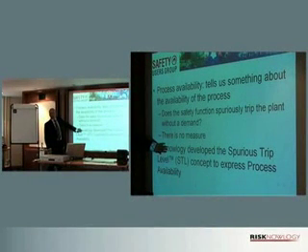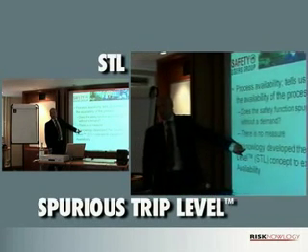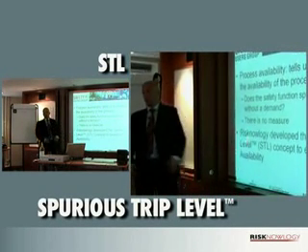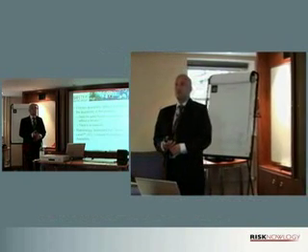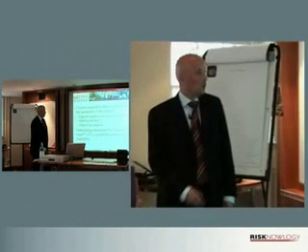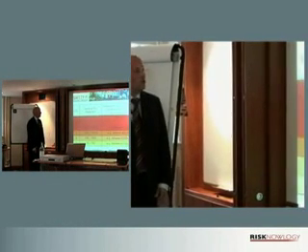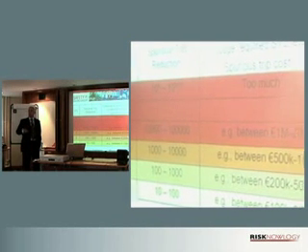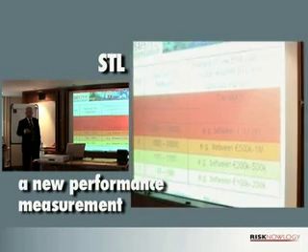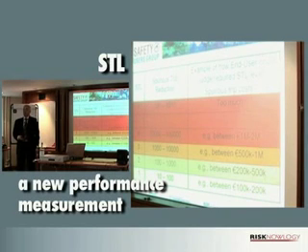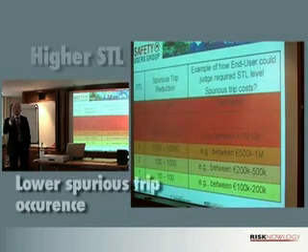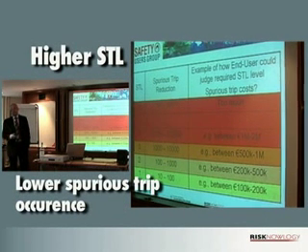We developed a concept which we call the Spurious Trip Level. And we call it this way to make it in sync with the safety integrity level. What does the Spurious Trip Level do? The Spurious Trip Level tells you something about how often or how little it will trip your plant unnecessarily. And the higher the STL, the less often it will do that.